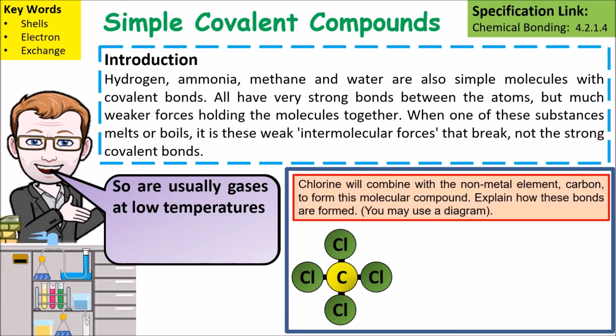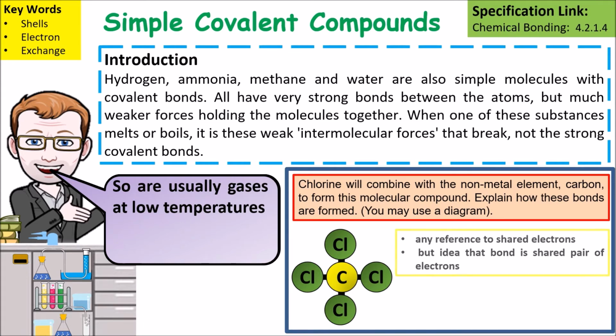Let's have a look at this question. Chlorine will combine with the non-metal element carbon to form this molecule. Explain how these bonds are formed. Have a think about that, thinking back to the previous section on bonding. Your answer would have to make reference to a shared pair of electrons, and our idea that a bond is a shared pair of electrons, and that's what's forming it.